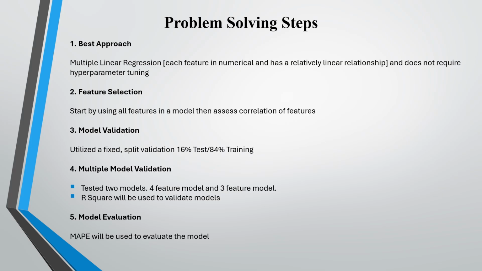I validated two different models. One had four features and the other had three features, to see if simplified, it resulted in relatively similar accuracy, or if accuracy dropped with fewer features. I used R square to validate these models, and for final model evaluation, I used mean absolute percentage error to evaluate.